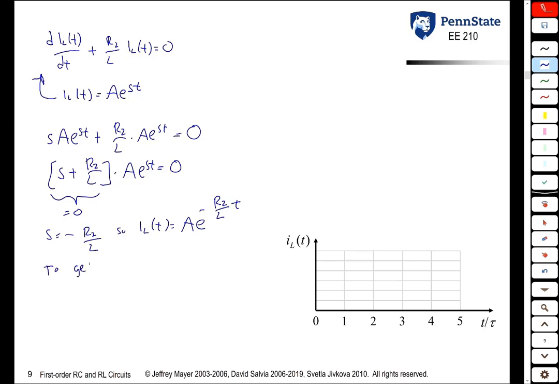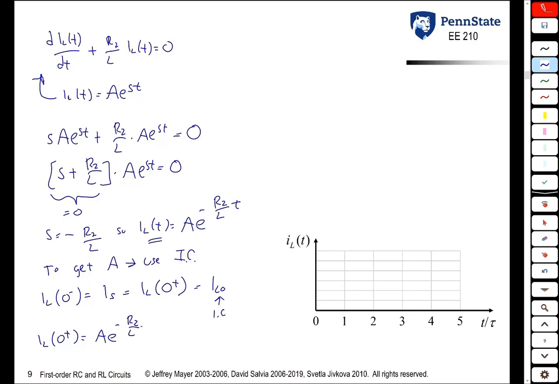To get A, we're going to use our initial condition. We know the current through the inductor right before the discontinuity was equal to the current source in this case, but because the current through the inductor cannot change instantaneously, IL of 0 plus is also equal to IS. So once again, this is our initial condition. Solving this function at t equals 0 plus, we get IL of 0 plus is A e to the minus R2 over L times 0, but that has to equal IS. e to the 0 is just 1, so we get that A just equals IS. So IL of t in this example is IS times e to the minus R2 over L times t.